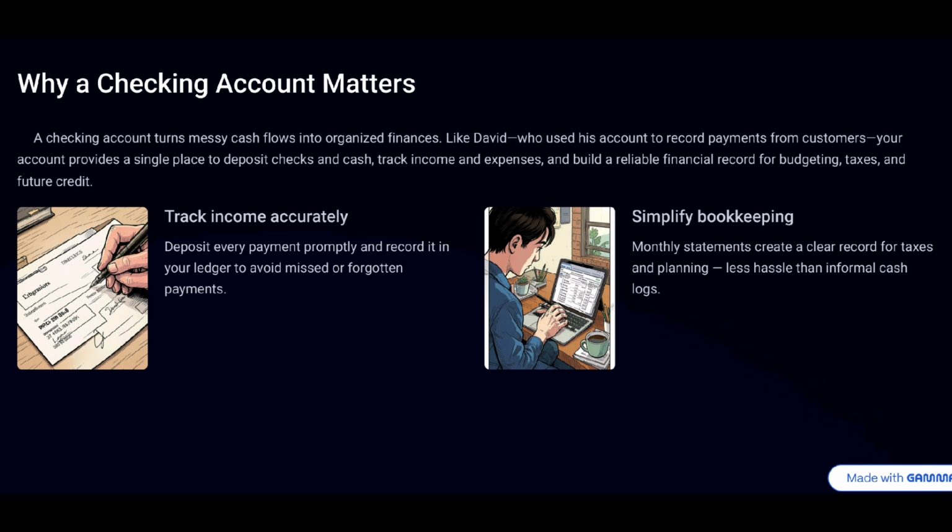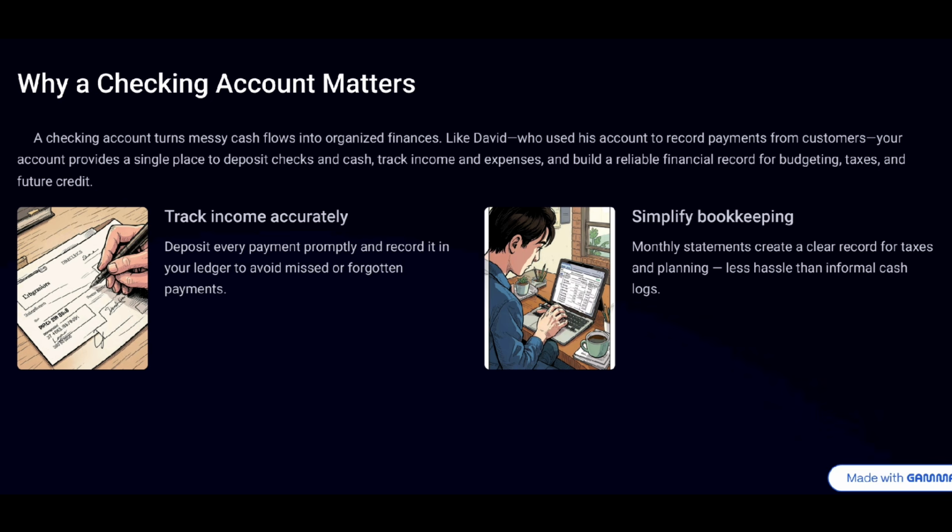Track income accurately. Deposit every payment promptly and record it in your ledger to avoid missed or forgotten payments. This means putting the money you receive into your account and keeping a record of it. This makes it easier to know how much money is coming in and prevents you from forgetting payments. For example, if you have a small online selling business and you earn 2,000 from your customers, you can deposit the money in your account so it is recorded as income.